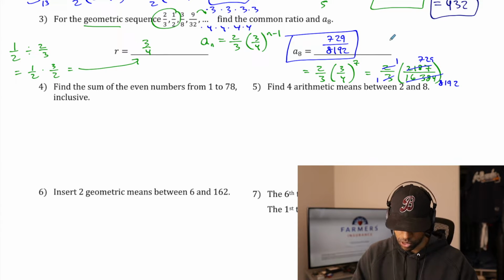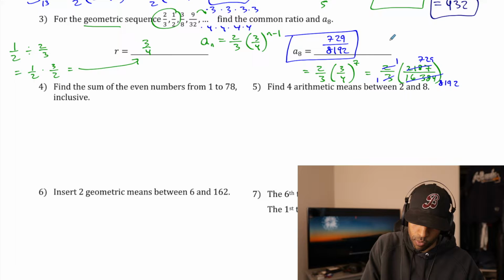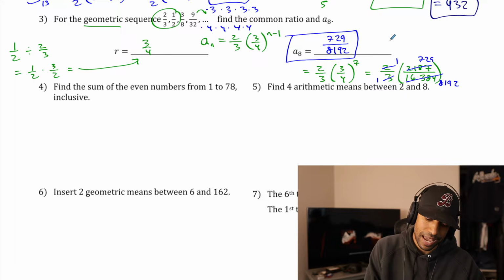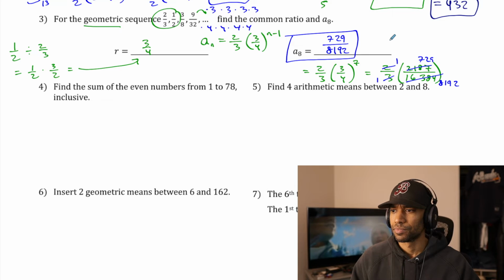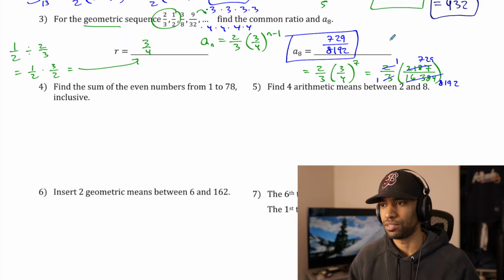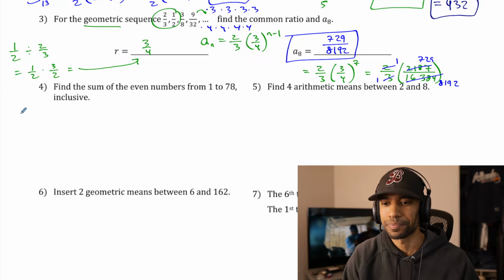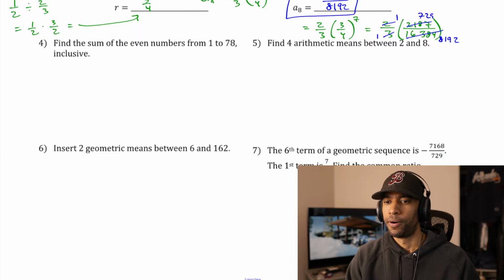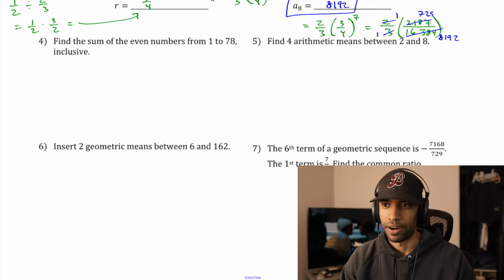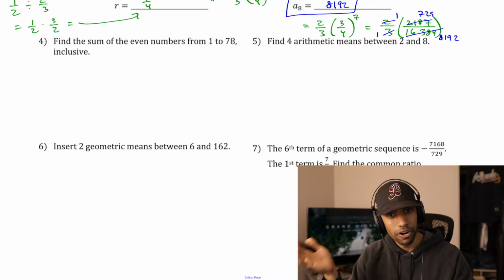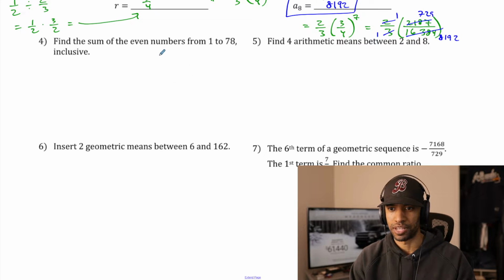Rounded to the nearest 2 decimal places, it's 0.088989258. So 0.09. I mean, I like the exact. All right, number 4. Find the sum of the even numbers from 1 to 78 inclusive. All right, this is one of those ones where we haven't really heard a problem like this before, the way that it's presented.